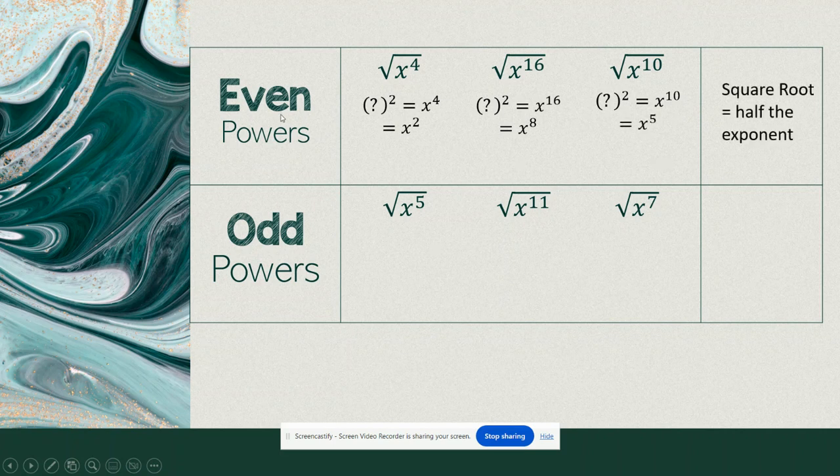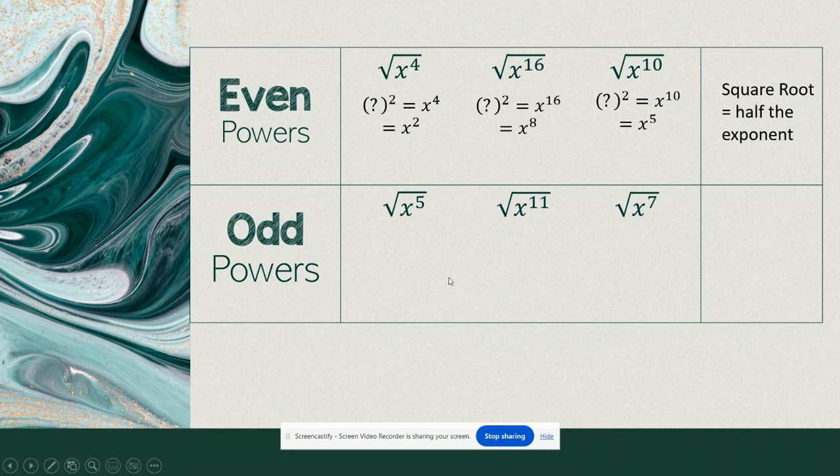So my rule with even powers would be half the exponent. If I'm taking the square root of even powers with variables, I can just take half of what it is, right? Let's look at some of our answers. The square root of x to the 10th, half of 10 is 5. Square root of x to the 16th, well, half of 16 is 8. X to the fourth, half of 4 is 2, right? That's if we're taking the square root of even powers. That's pretty easy, right?